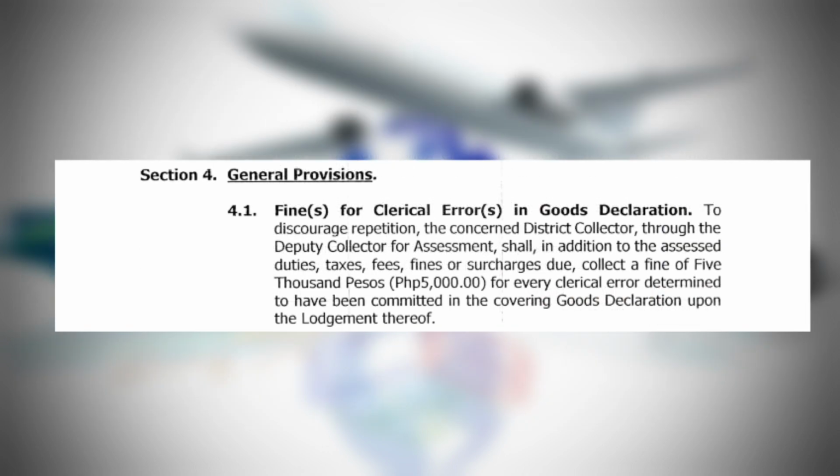Section 4. General Provisions. 4.1 Fine for clerical error in goods declaration. To discourage repetition, the District Collector, through the Deputy Collector for Assessment, shall, in addition to the assessed duties, taxes, fees, fines or surcharges due, collect a fine of 5,000 pesos for every clerical error determined to have been committed in the covering goods declaration upon the lodgment thereof.